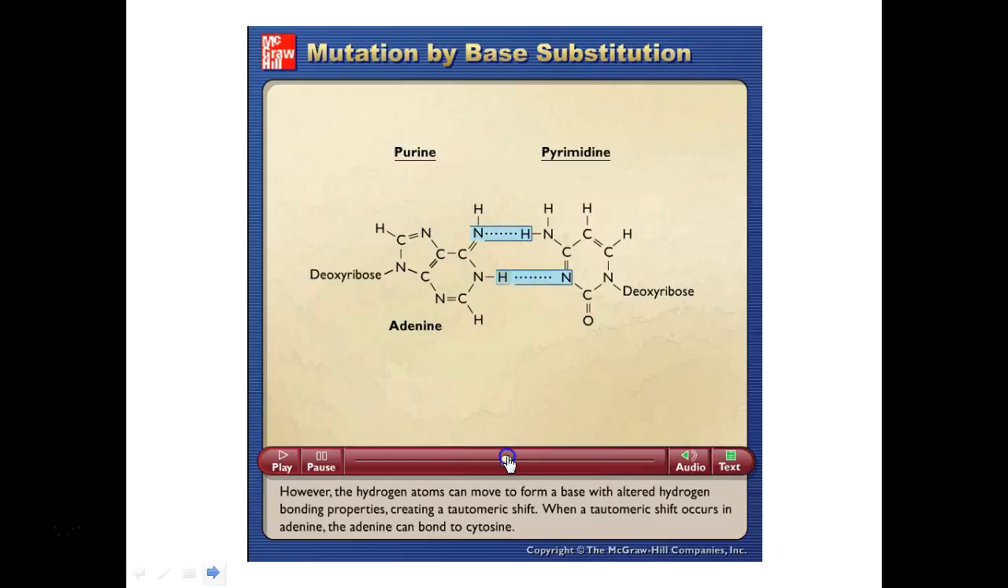Now it can bind with a different pyrimidine. So this is okay because we're still talking about 3 rings across, right? For our step. So our step is structurally sound, but is he supposed to bind with cytosine? No, it's supposed to be thymine. So is that going to mess up our code? Yeah, if we don't fix it.